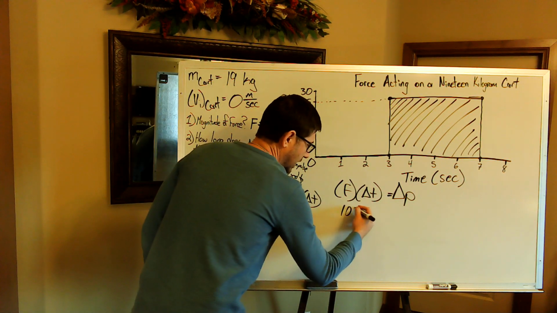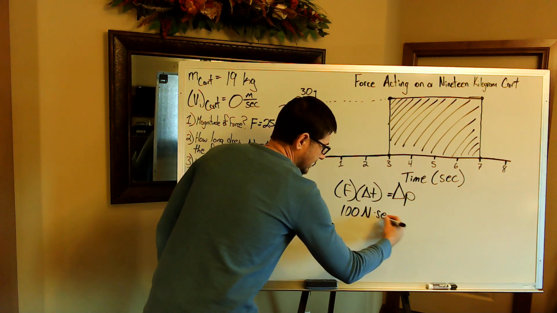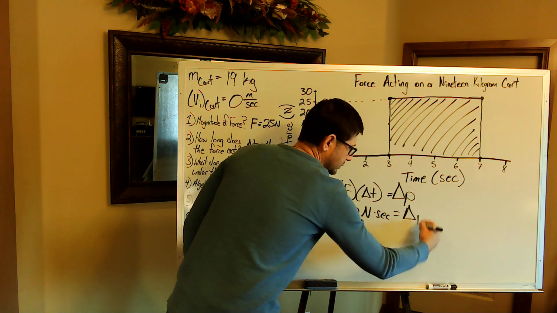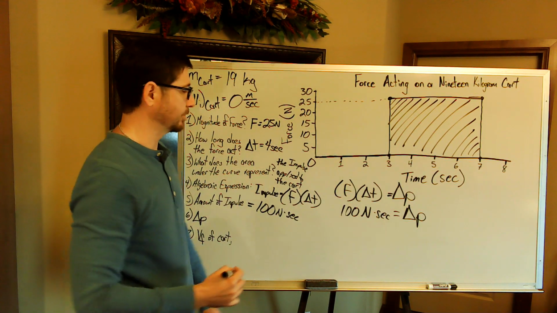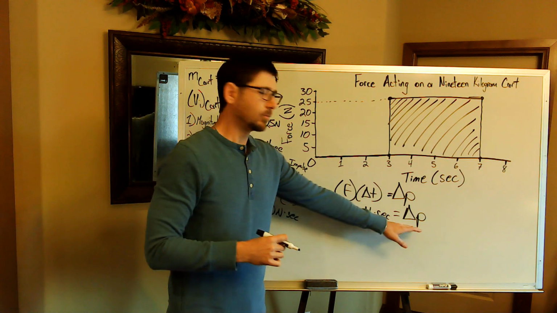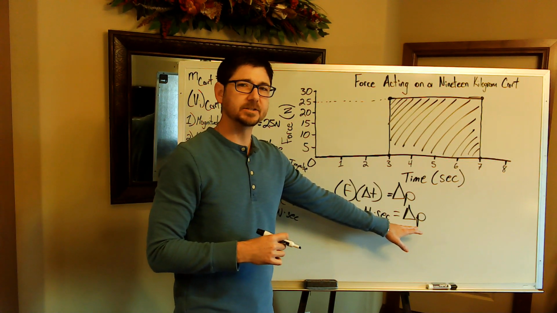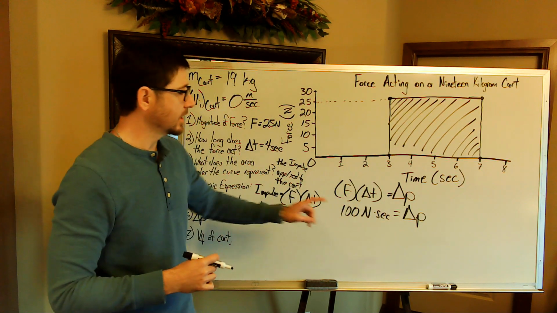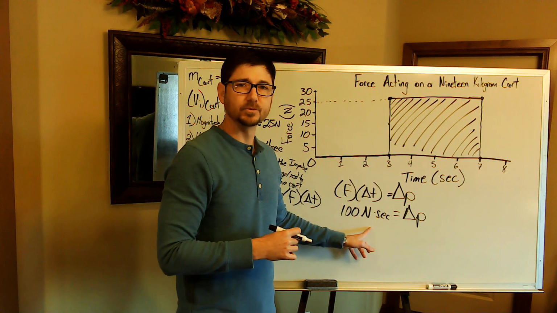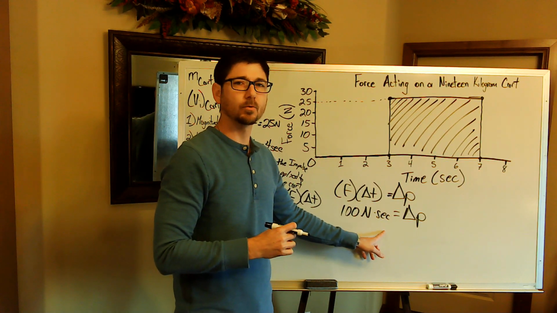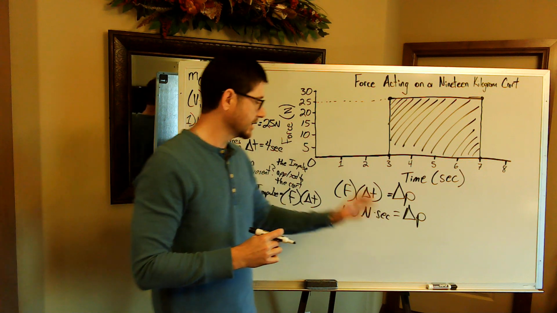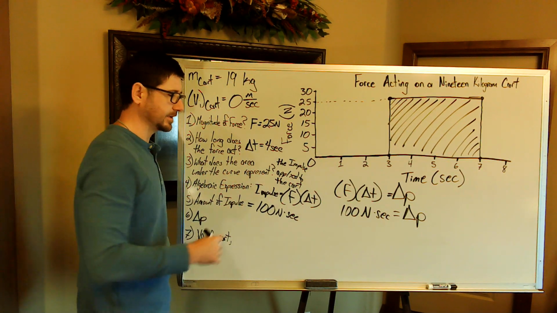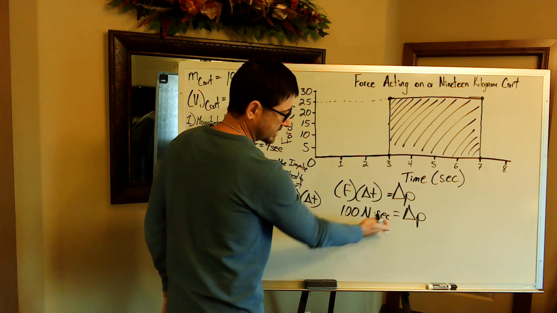So we have 100 Newton seconds is equal to the cart's change in momentum. Now, whenever we describe the change in momentum for an object, we do not use units of Newton seconds. We use kilogram meters per second. And you might ask, well, how are we going to get there? Well, let's take a look at our units right here.